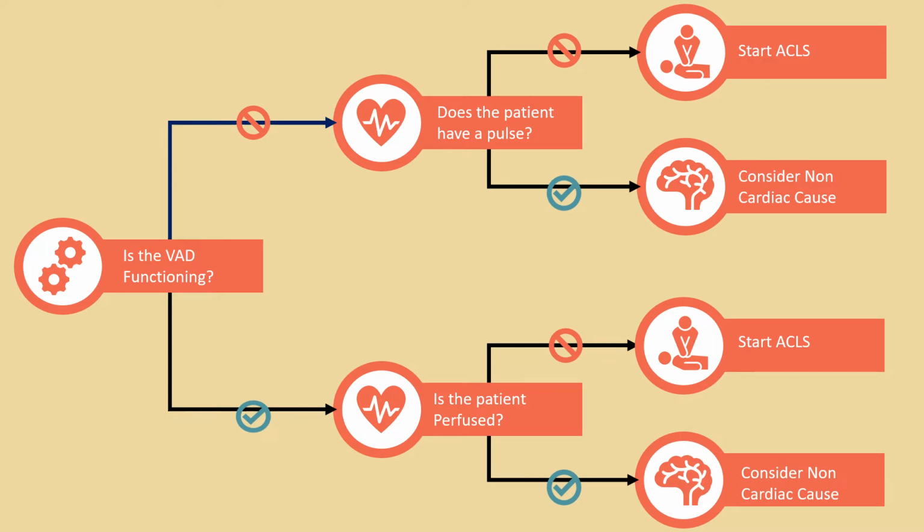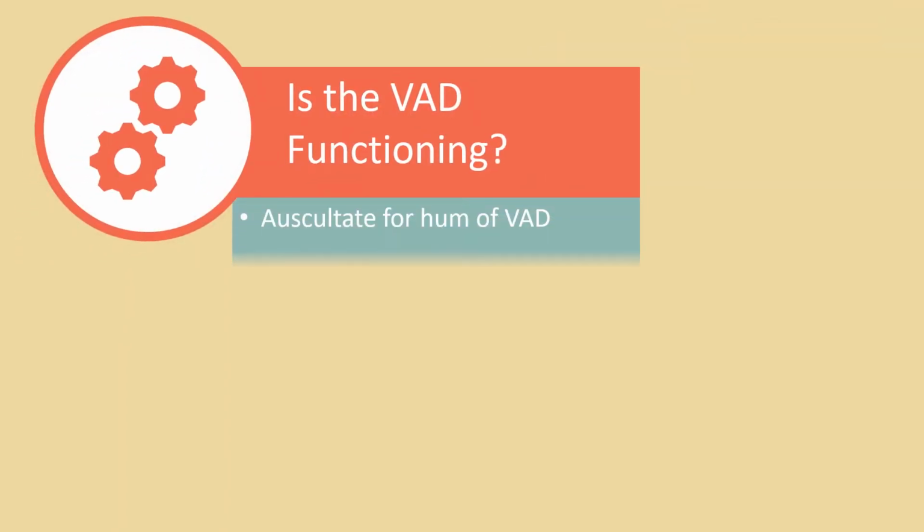How do you actually determine if the VAD is functioning? And really, we've wanted to leave this just simplified at this point. You're going to auscultate for hum of the VAD. If there is a hum, the VAD is working. If there's no hum, the VAD's not working. This is going to be part of your primary survey of the patient as you're quickly assessing what's going on. You might get some other obvious clues as to why the patient's presenting the way that they do.